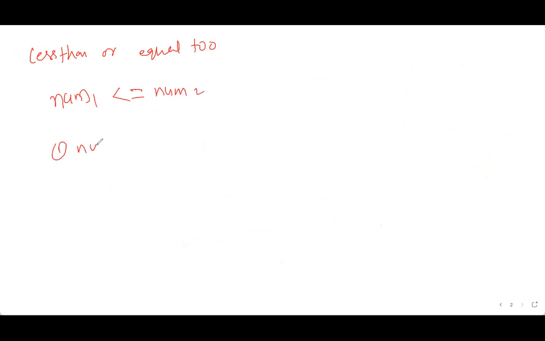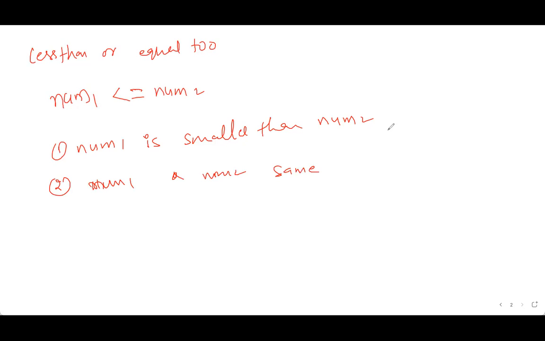One is number 1 is smaller than number 2. In that situation, it can be written as true, or else number 1 and number 2 are both the same. In these two situations, the result is true. In any other situation, the result is false. Clear my point?